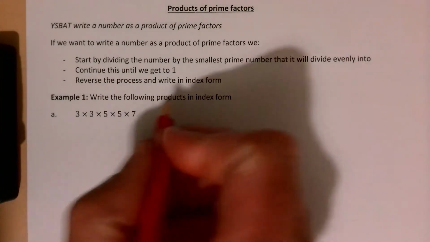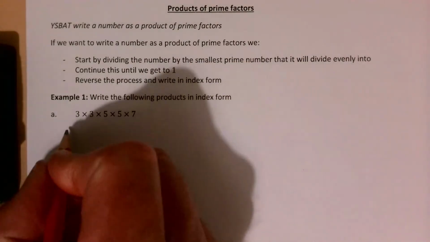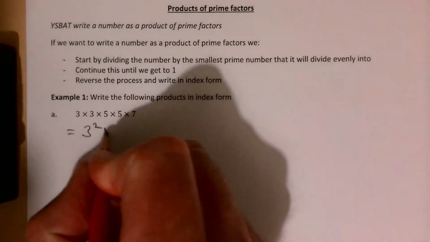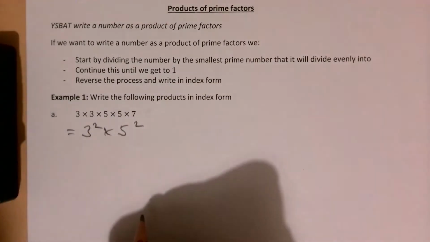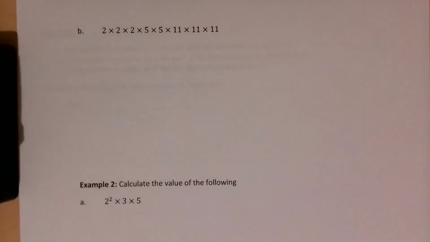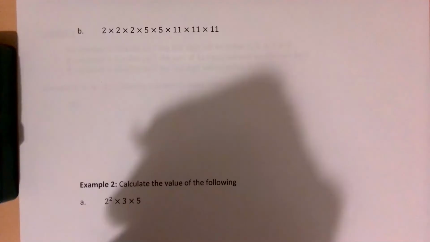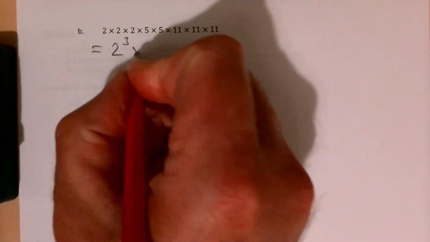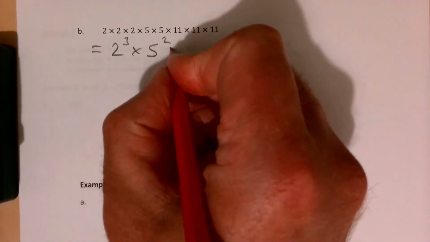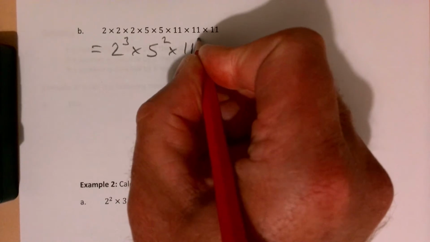This here, we're just going to write the following products in index form, so that's okay. That's going to be 3 squared times 5 squared times 7. That's all they want us to do there. What about this next one? Again, hopefully you find it straightforward enough. There's 3 of those, so that's 2 to the power 3 multiplied by 5 squared multiplied by 11 cubed.